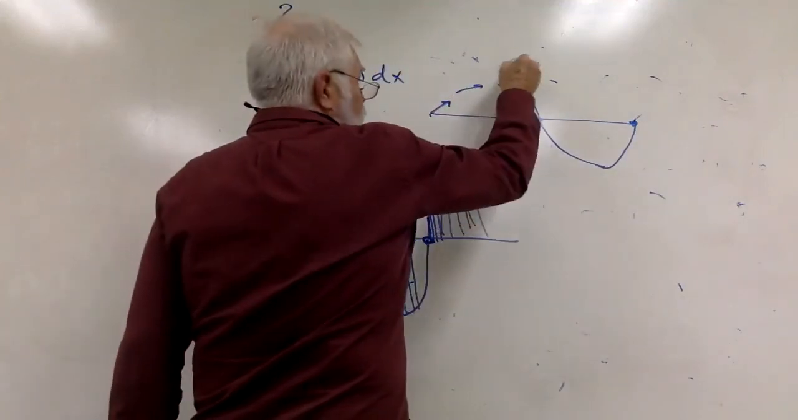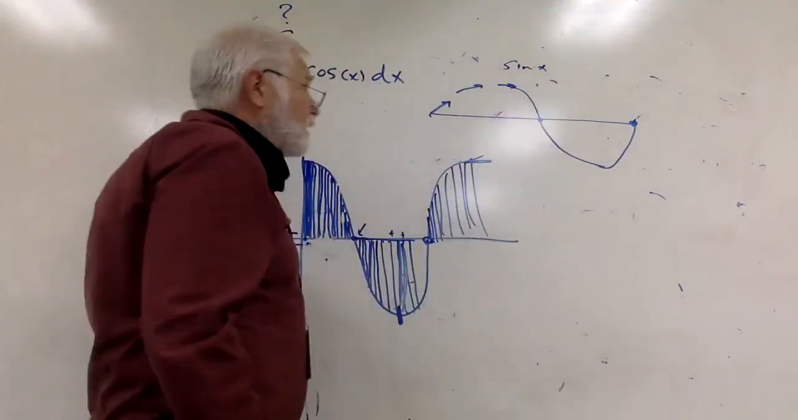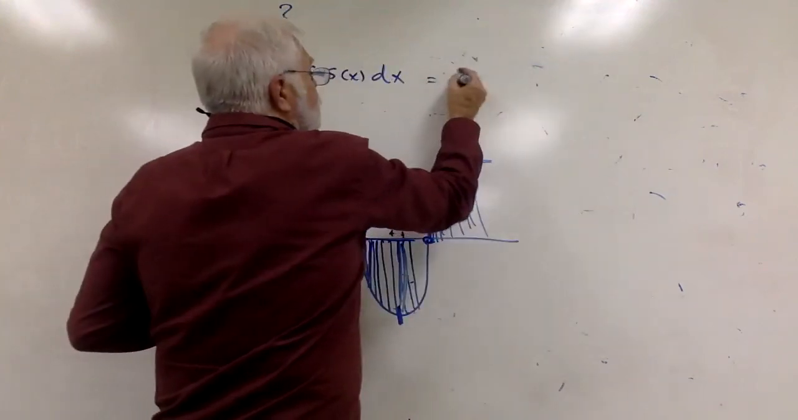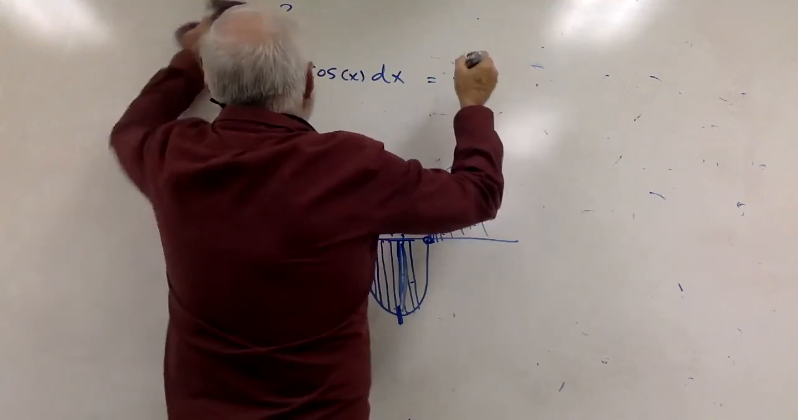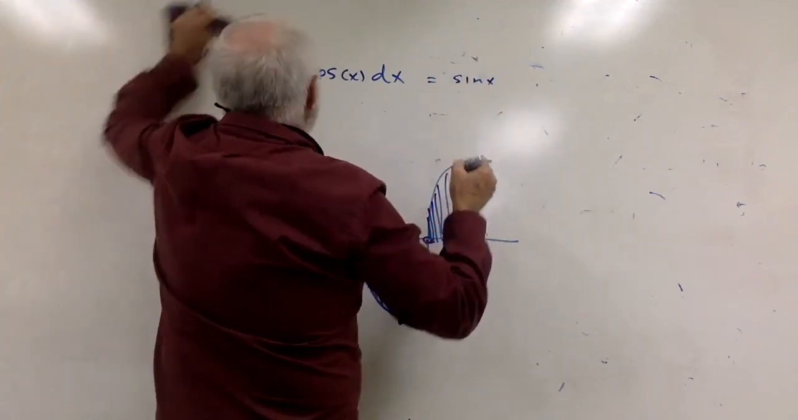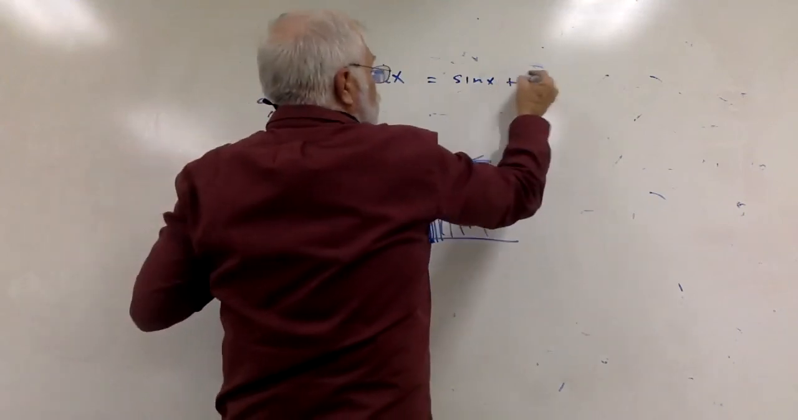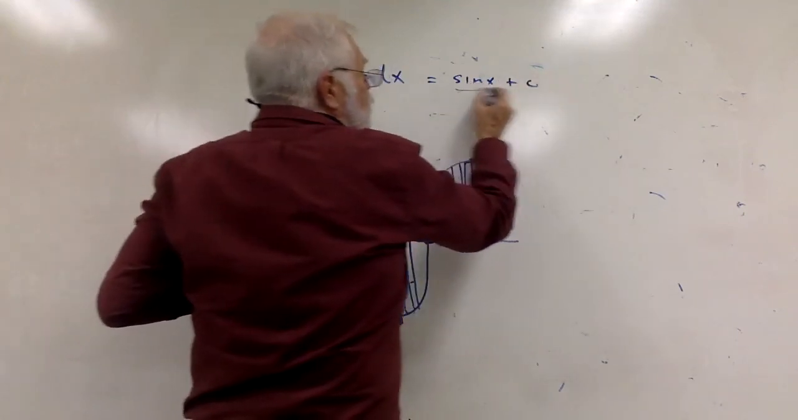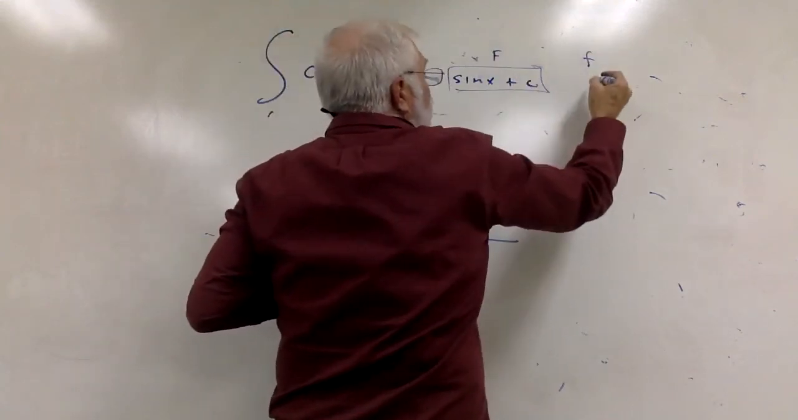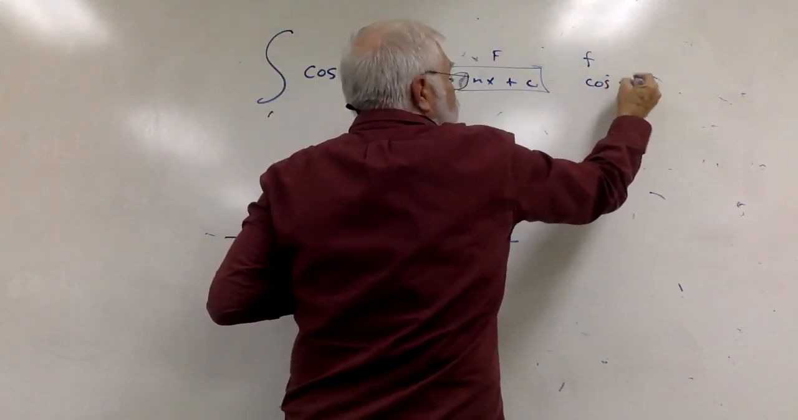I hope you recognize the sine function. So what is the integration of the cosine function? Sine function. And this is an indefinite integral, so let's get rid of these now. That's an indefinite integral, so plus C. What's the derivative of the sine function? Because this is big F. Derivative of the sine function is the cosine function.